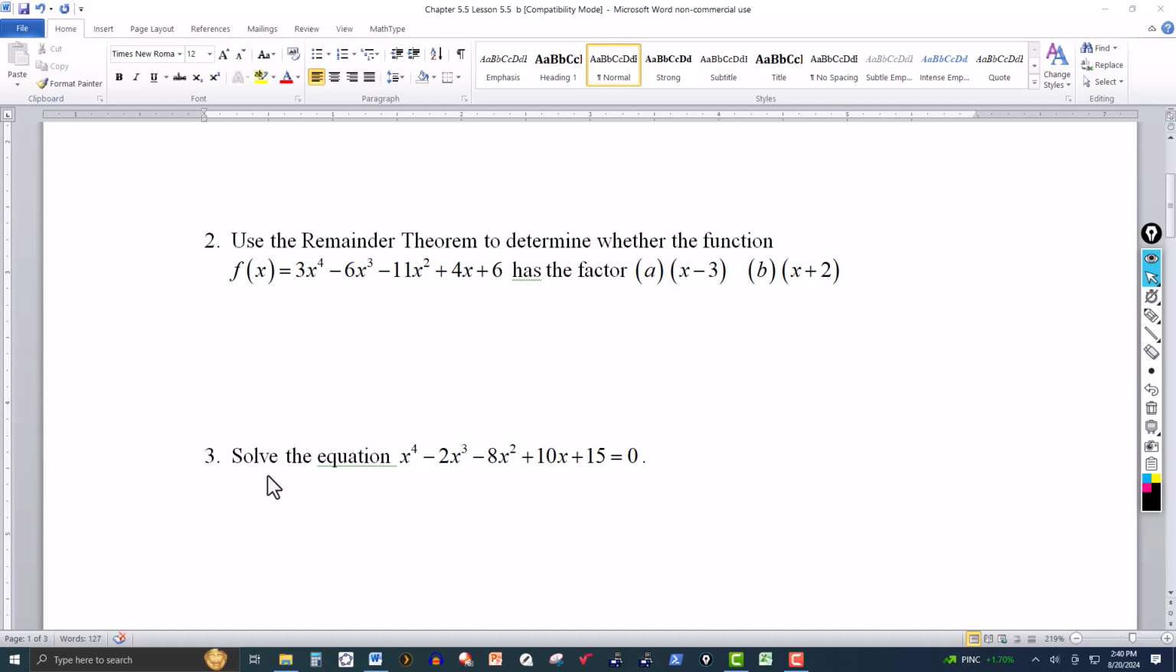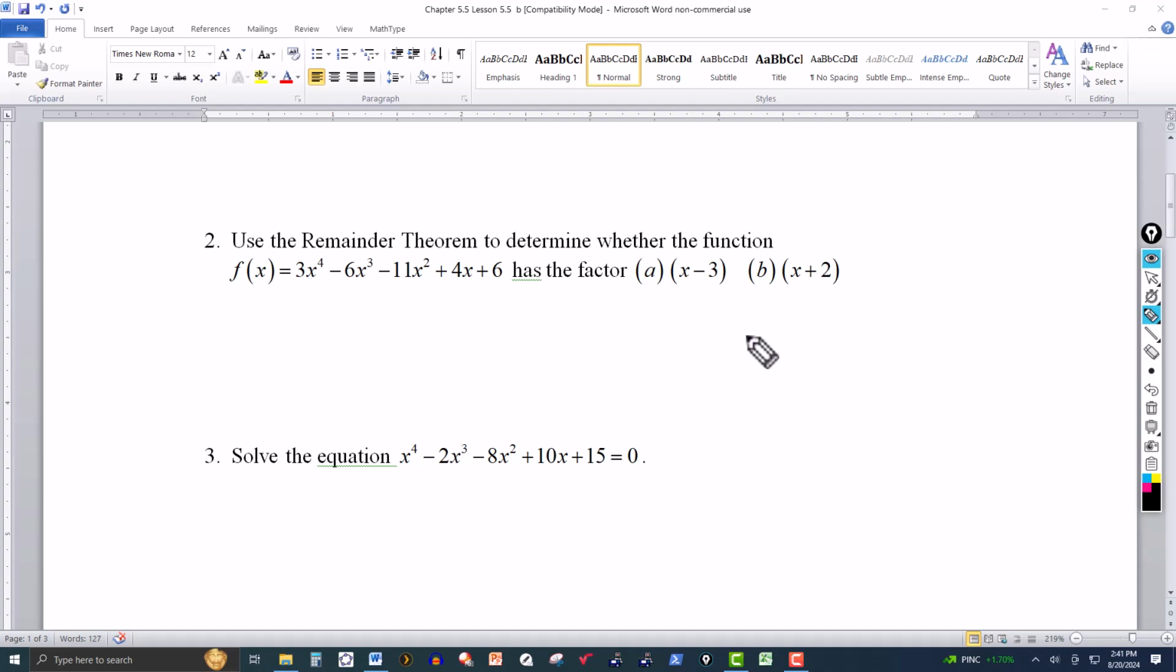For problem 3, solve the equation x to the 4th minus 2x cubed minus 8x squared plus 10x plus 15 equal to 0. Now we can get the answer if we can factor this out. So there's another theorem we can use when you have these types of problems. It's easier to get the solution if we can find at least one factor or more, and we can do that by finding zeros or using the Rational Zeros Theorem.